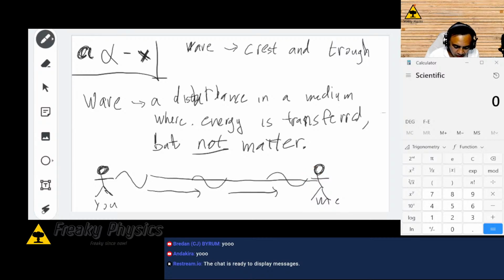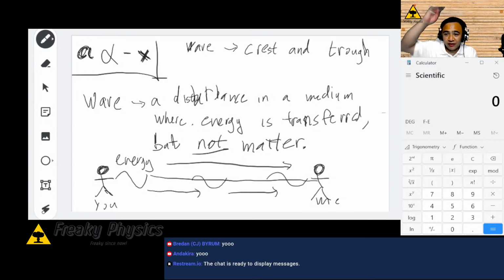So the energy moves that way to me. But the motion of the rope is only oscillating. It's only going up and down. The rope itself doesn't really move anywhere. It stays where it is with the occasional moving up and down. So that's what it means to be a wave. You are transferring energy through the material, in this case the rope, by the wave. But the rope itself doesn't really go anywhere.